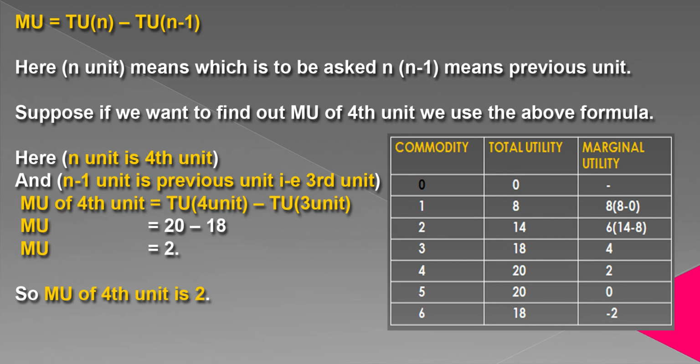Suppose we want to find out the marginal utility of the fourth unit. We use the above formula. Here the 4th will be the n unit and 3 will be the n minus 1 unit, that is the previous unit. Marginal utility of the 4th unit equals the total utility of the 4th unit minus the total utility of the 3rd unit, that is 20 minus 18. 20 minus 18 equals 2. So the marginal utility of the 4th unit is 2. This is how we derive marginal utility.